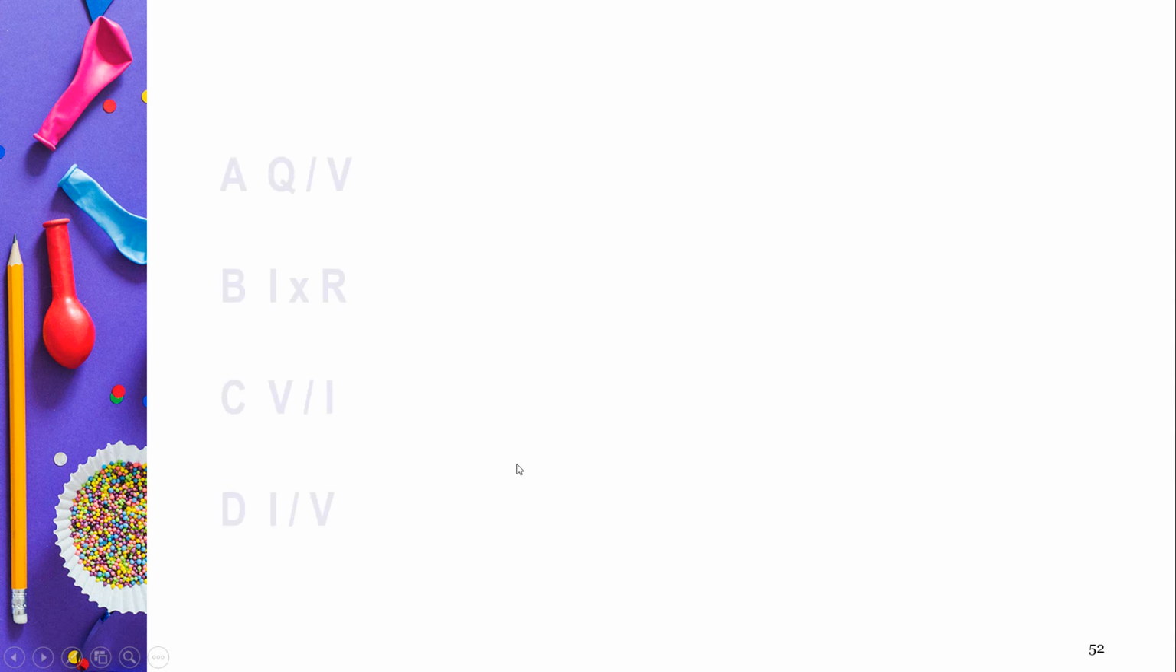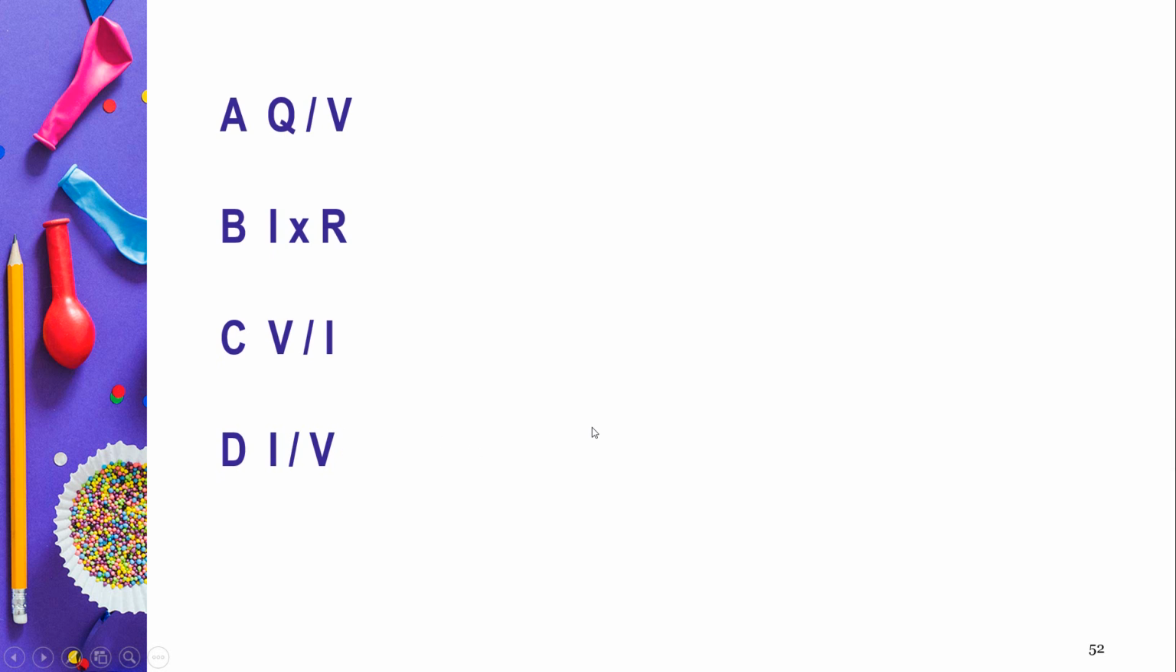So the formula becomes I equals V divided by R, 1 by R. 1 by R means G, conductance. So the formula becomes I equals V into G, and G equals I divided by V. Option D is the answer. You know how this formula comes? I equals V divided by R, 1 divided by R means G, now the formula becomes I equals VG. So G equals I divided by V. This is very important.